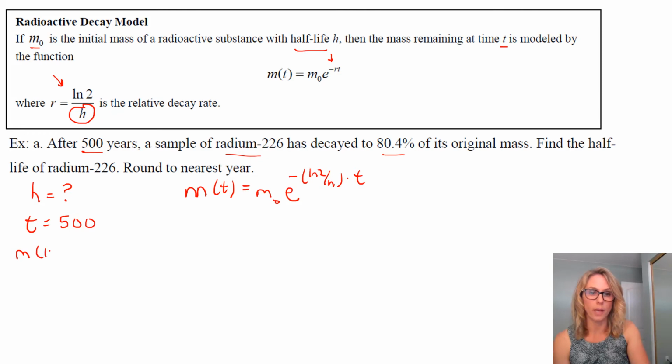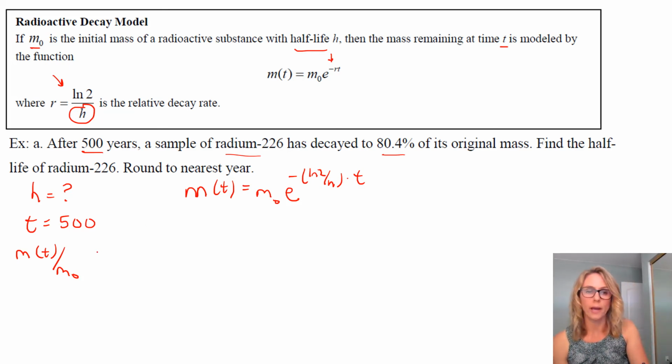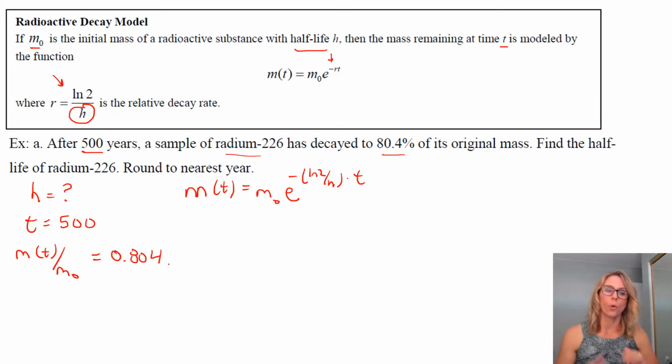Why do I keep wanting to say mass? What that means is when we divide what we end up with by what we started with, we should have 80.4% or 0.804. Very similar to the doubling, but notice it's less than 1 because it's actually a decay. It's going down, it's going down, it's going down.